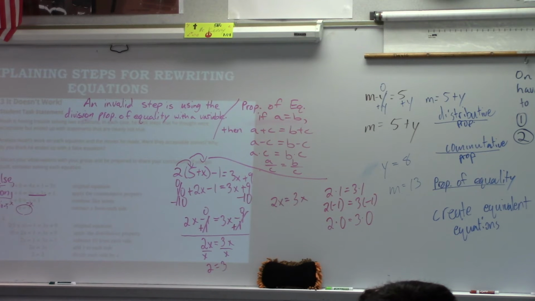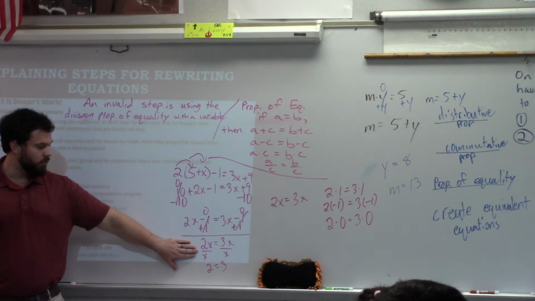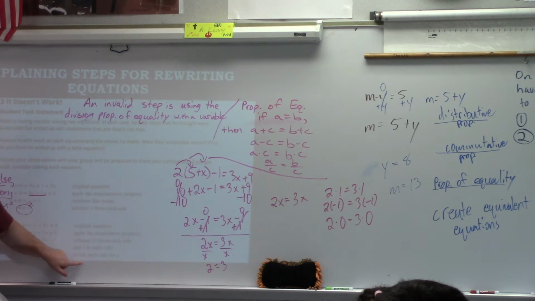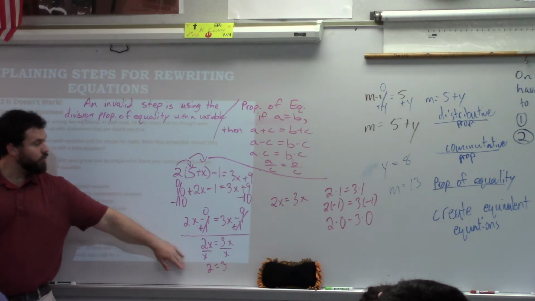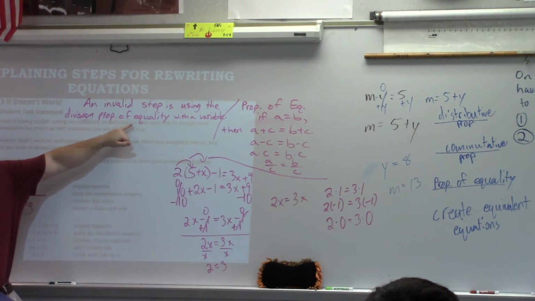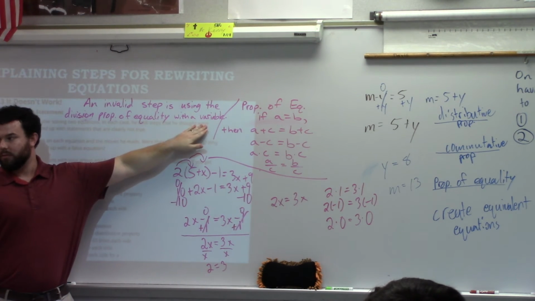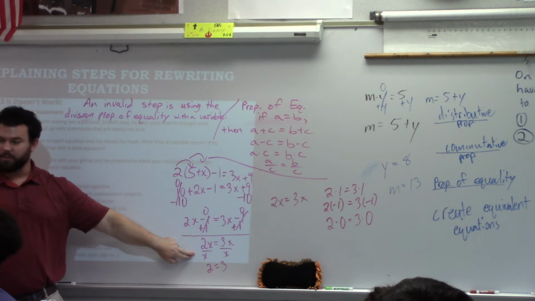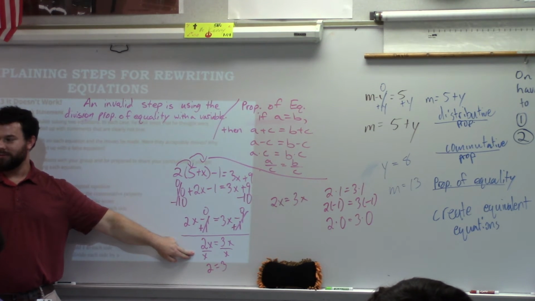Which step were you missing? It wasn't that he was missing a step. This right here, you see how he divided by x at the very end? He wasn't supposed to do that. An invalid step is using the division property of equality with a variable. When you divide by x, yeah, I see that.